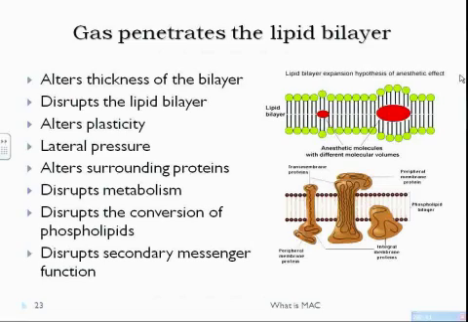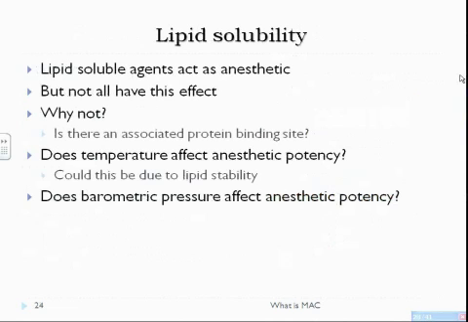Okay, it could be also that if you take the individual cardiac myocytes, halothane in itself will inhibit the muscle from contracting by acting on the voltage-gated calcium channels. So these agents can also impair calcium release. The lipid solubility of the agent will be dependent and act as an anesthetic, but not all have this effect. And we're not sure if this is associated with protein binding.